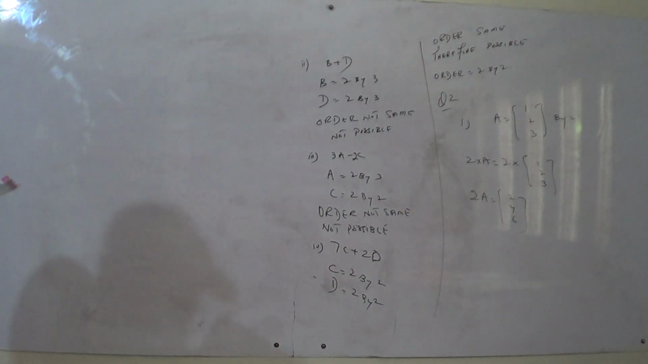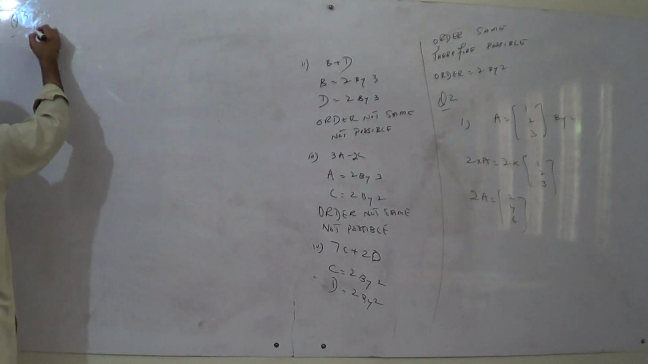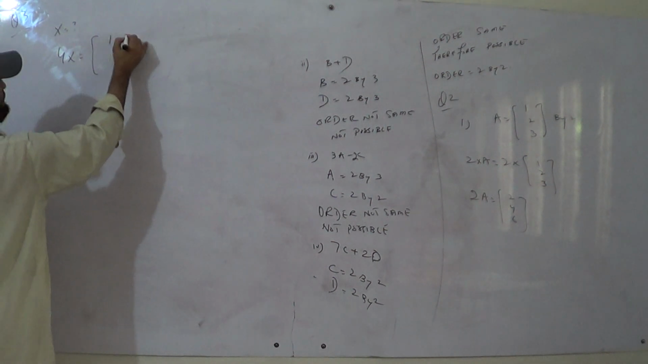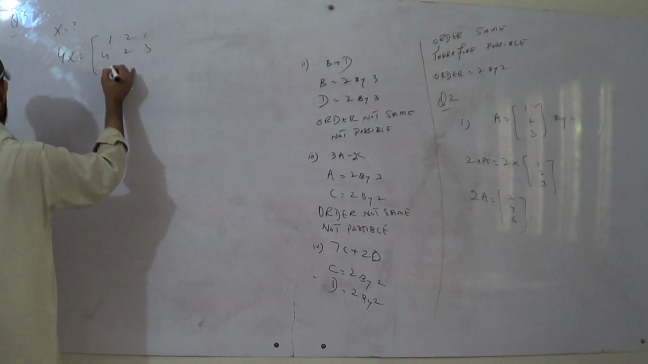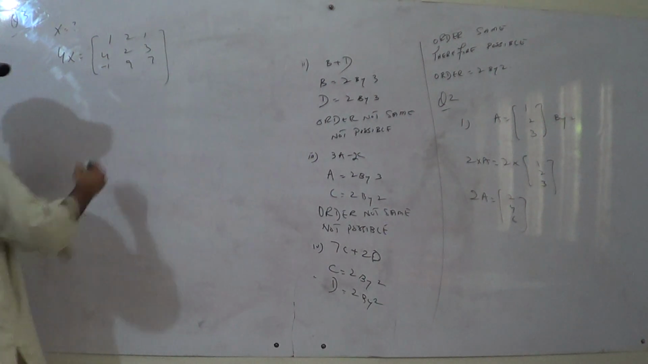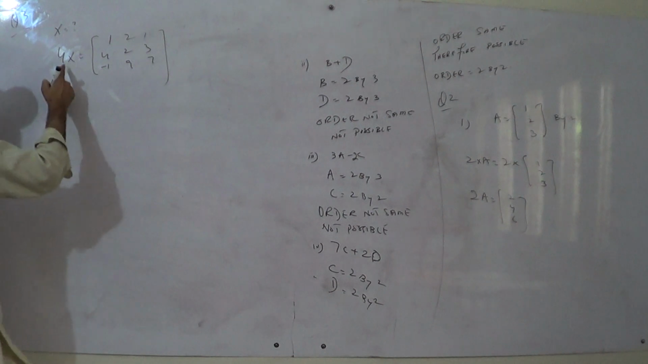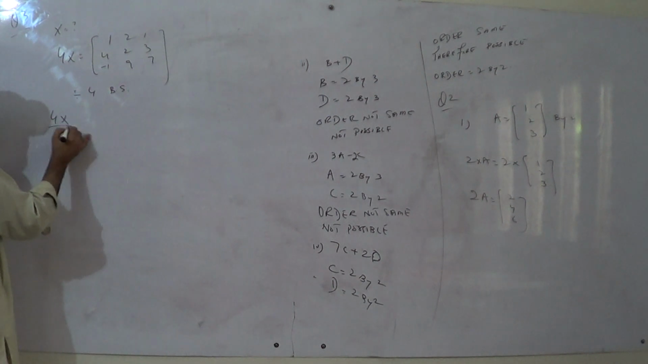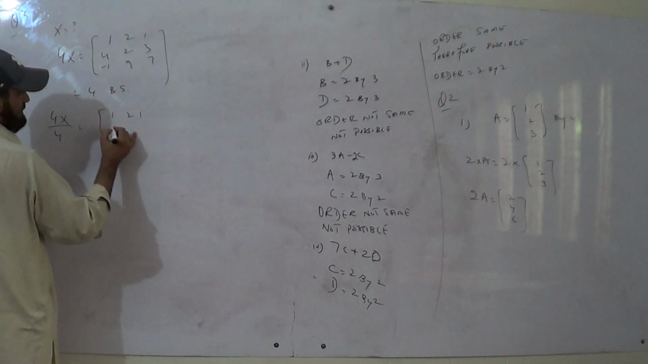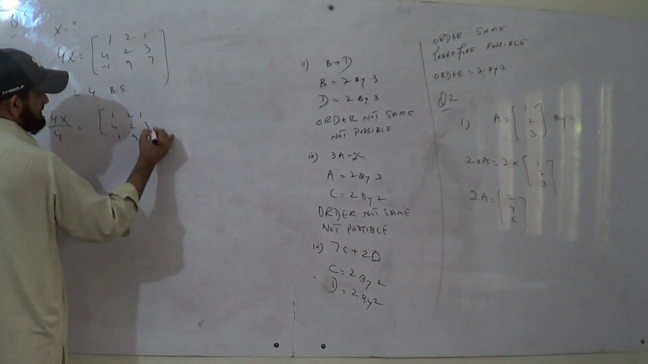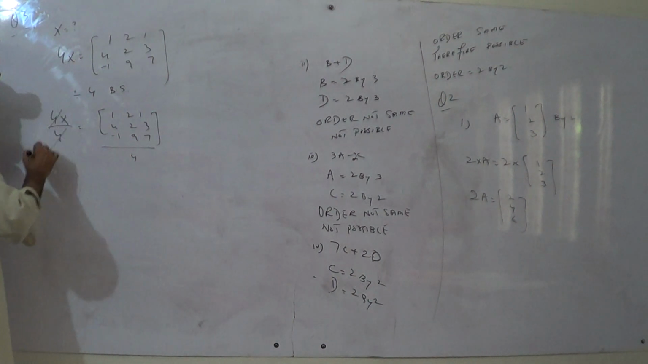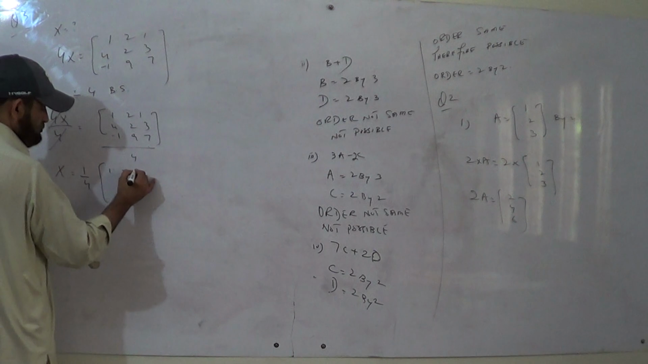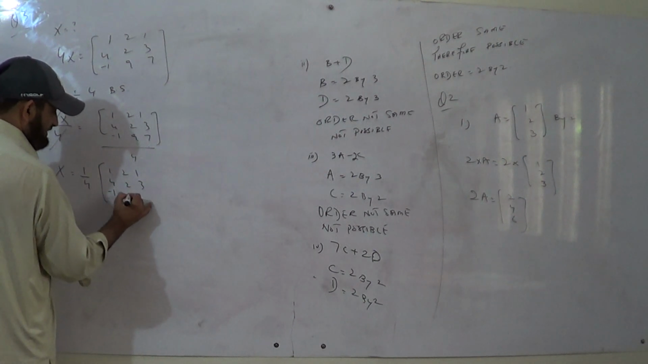Now question number 3. We find the value of x. Given 4x is equal to 1, 2, 1, 4, 2 and 3 minus 1, 9 and 7. Here 4 is multiplying, so divide by 4 on both sides. 4x divided by 4, and 1, 2, 1, 4, 2, 3, minus 1, 9 and 7 divided by 4. 4 and 4 cancel. We get x equal to 1 by 4 times 1, 2, 1, 4, 2, 3, minus 1, 9 and 7.